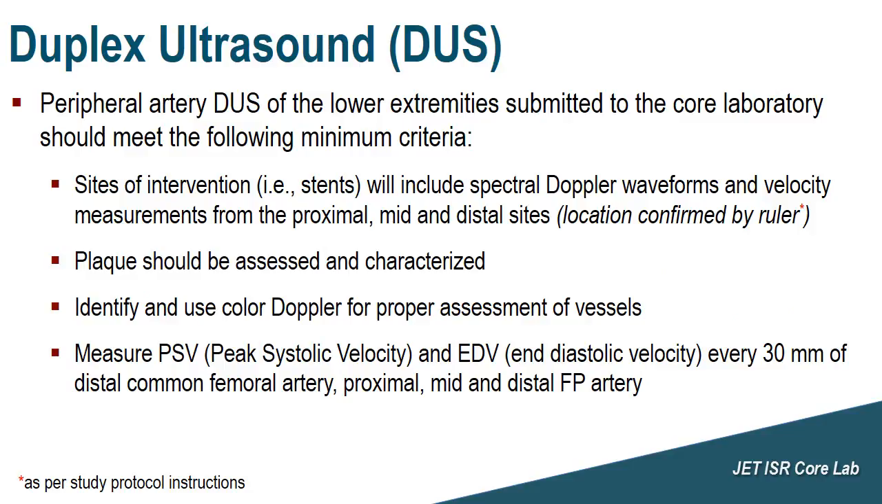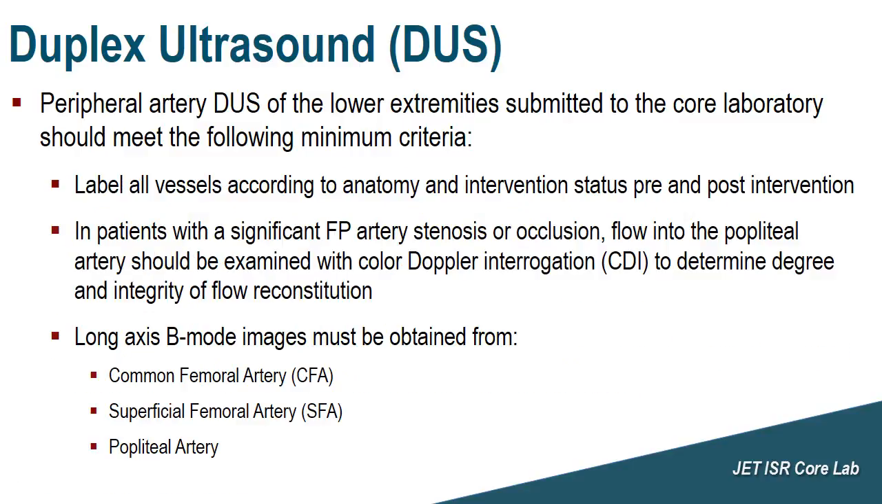Sites of intervention, that is the stent in this particular case, will include spectral Doppler waveform and velocity measurements from proximal, mid, and distal sites. Remember from the angiographic section, I showed you how the location will be confirmed by the ruler. Plaque should be assessed and characterized, and use color Doppler for proper assessment of vessels and measure PSVs and diastolic velocities wherever applicable. Every 30 millimeters is recommended. However, the CLP form shows you the minimal required measurements that need to be made in a valid post-procedure study. Label all vessels according to anatomy.